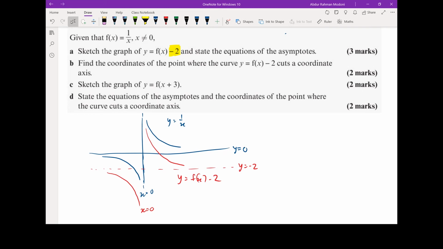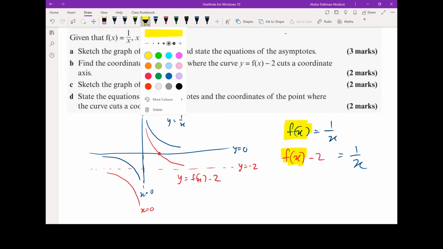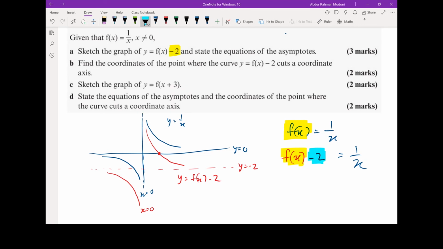Part B asks us to find the coordinates of the point where this curve f of x minus 2 cuts any coordinate axis. So let's see where it cuts the coordinate axis. Now, in order to determine this point of intersection, we need to first determine the equation of y equals f of x minus 2. I'll start by writing down f of x is equal to 1 over x. Now, what we've got here is f of x minus 2. So as you can see here, the f of x remains the same, so I should still have 1 over x. But then the additional thing that we've got is a minus 2, so we're going to have another minus 2 added at the end. So there's my minus 2. So that's the equation of y equals f of x minus 2.